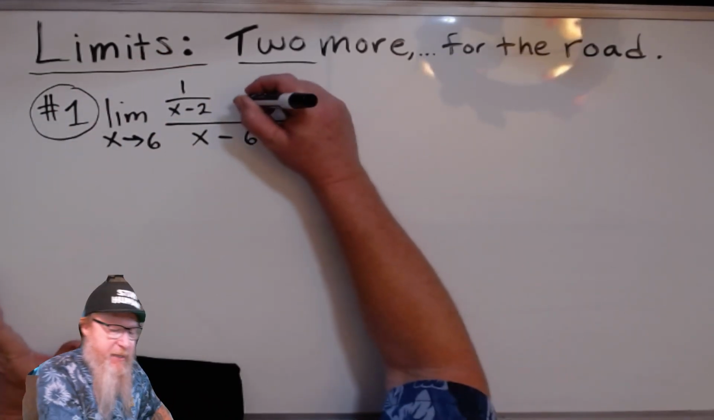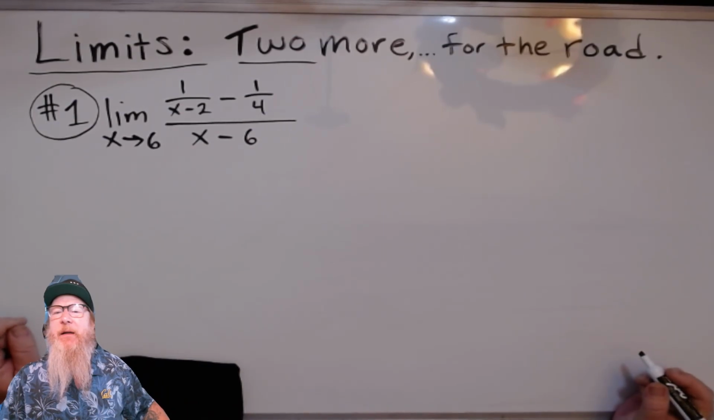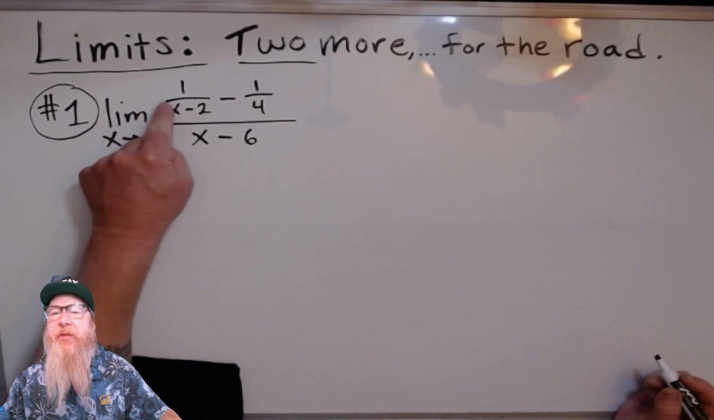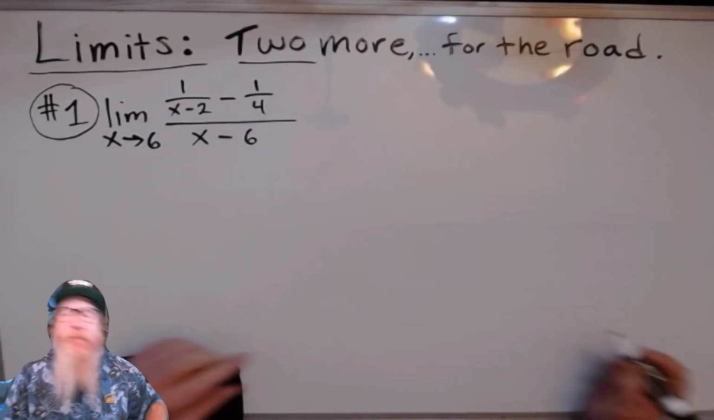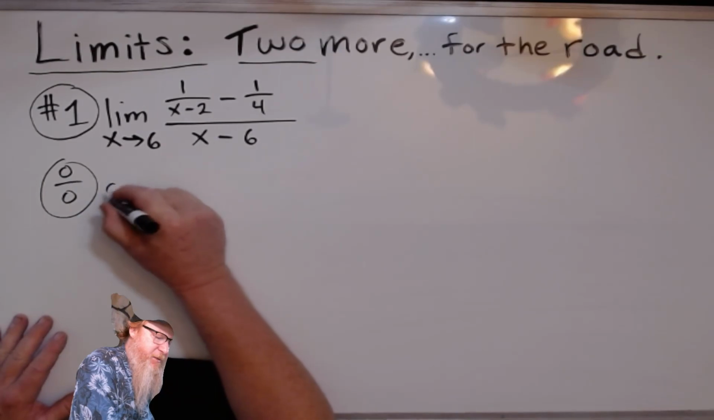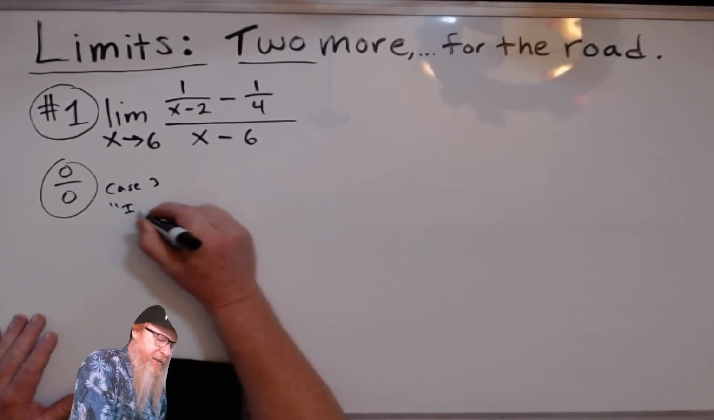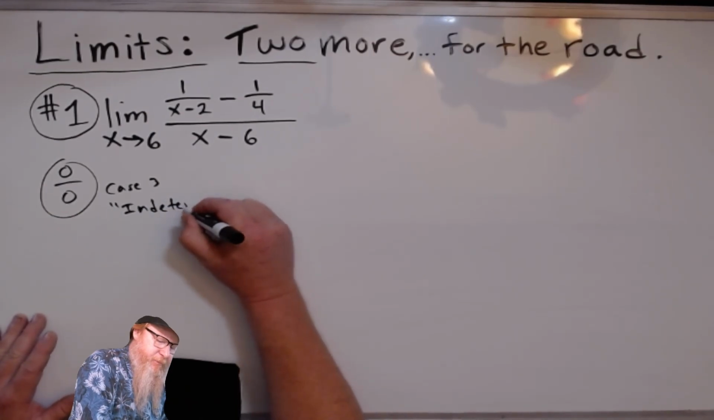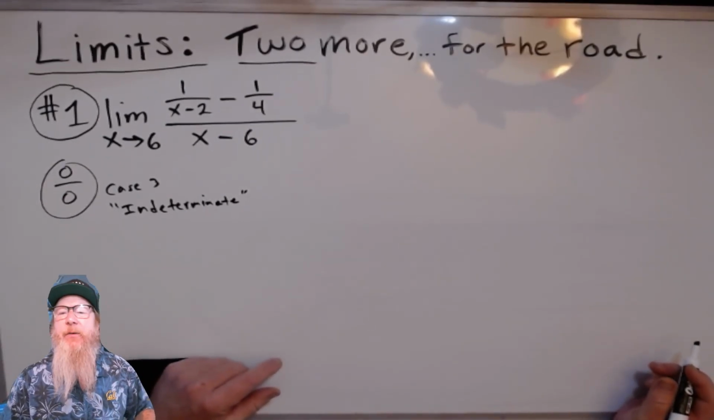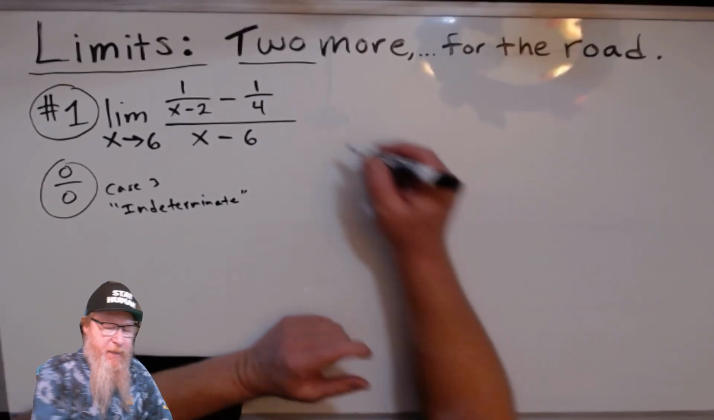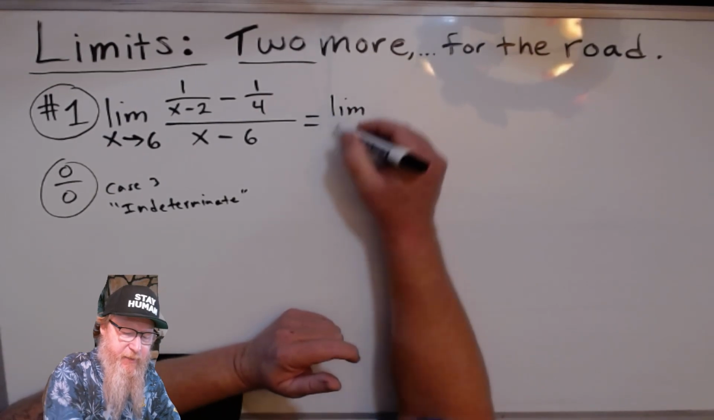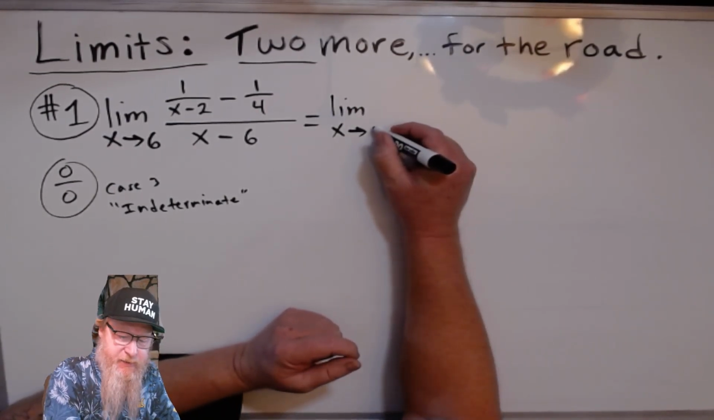So I don't know if I made that clear last time, but this time it is definitely 0 divided by 0. If you plug in the 6, you'll get 1/4 minus 1/4, so the numerator would be 0. And you'd get 6 minus 6, which is 0 over 0. This is what we call a case 3, indeterminate form. So I don't know what's going to happen. All right, let's go. Actually, I do know because I did it already, but hopefully I'll do it a lot cleaner this time. So we got the limit as x approaches 6.